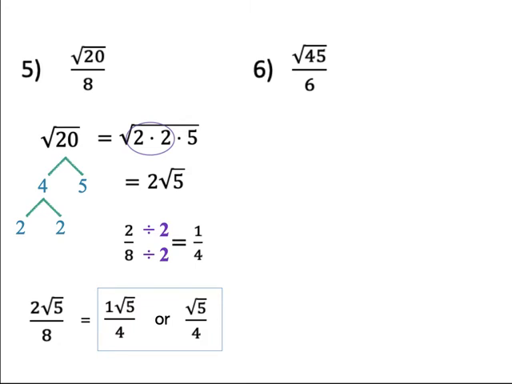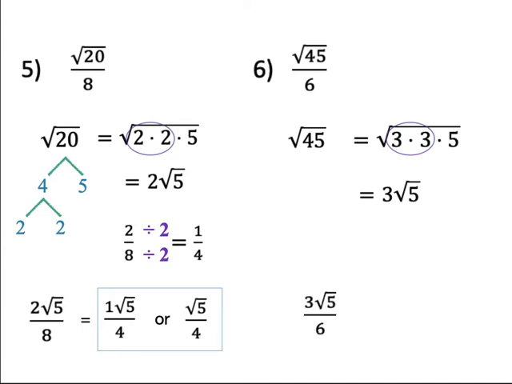Try that process with question 6. Square root of 45 becomes 3 square root of 5. Replace square root of 45 with 3 square root of 5 in your fraction. The 3 over 6 part simplifies to 1/2. So you've got 1 square root of 5 over 2, or just square root of 5 over 2.